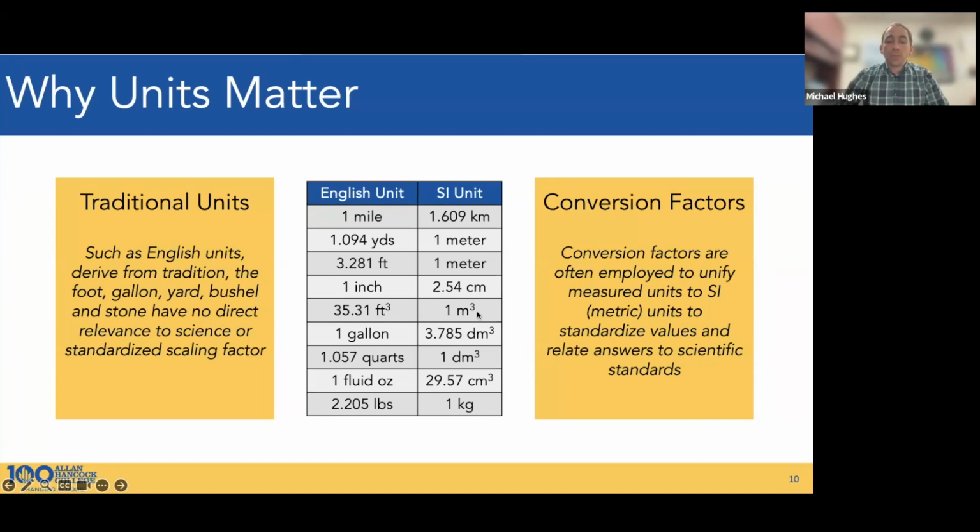Feet cubed to meters cubed for volume. 3.785 decimeters cubed, which is the same thing as 3.785 liters, are in 1 gallon. Quarts to liters here. And pounds, 2.205 pounds make up 1 kilogram. So these are going to be important as we take values from our traditional units that were given, but change them into metric units so they make more sense for our math.